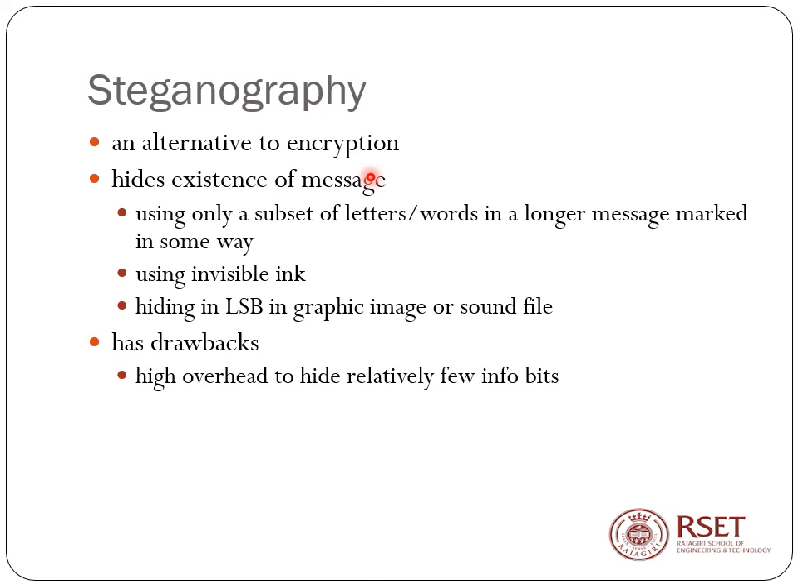So basically, in that, the third party will not know that a communication is happening. He just sees that an image is being given or a letter with no specific message or any encryption. You can see nothing. But when it reaches the receiver side, the receiver will do some manipulation and he can bring out the hidden message from it. That is the concept of steganography. So this uses only a subset of letters or words in a longer message marked in some way using invisible ink.